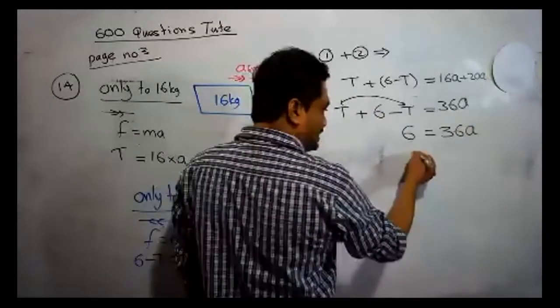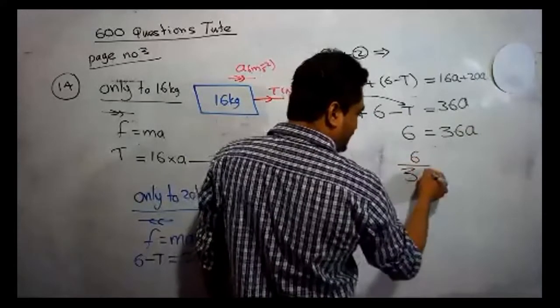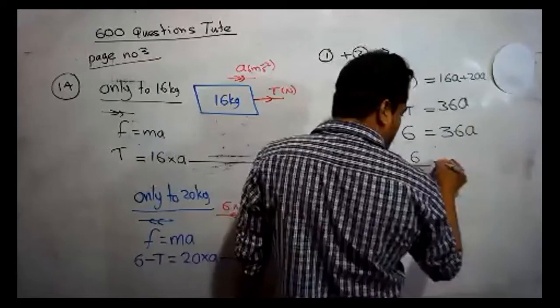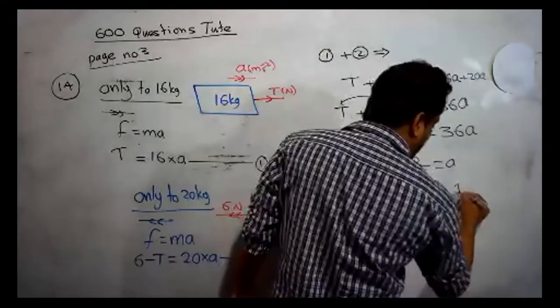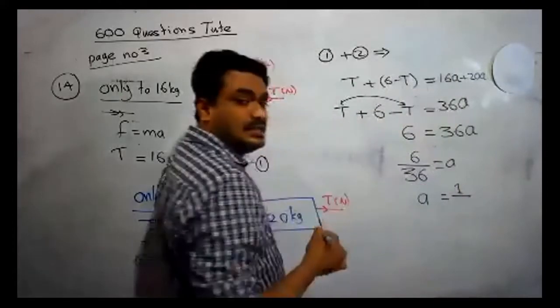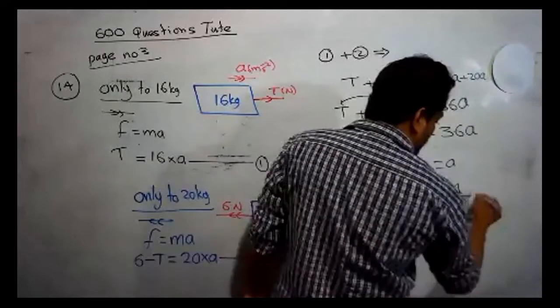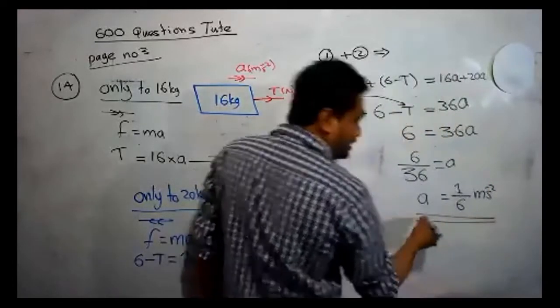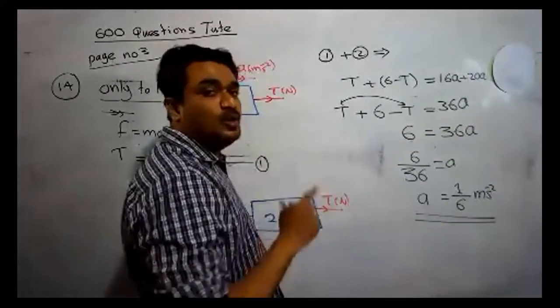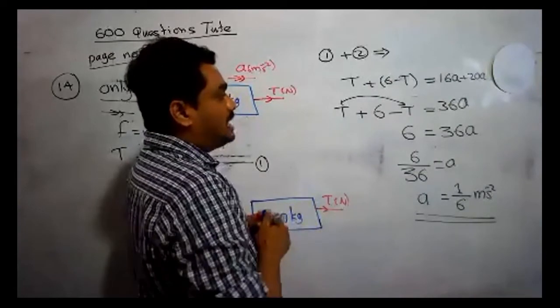Let's take 36 to this side. 6 divided by 36 equals simple A. So simple A equals 6 divided by 6 is 1, 36 divided by 6 is 6, so 1 over 6. The unit is meters per square second. You must write the unit with the answer. Then only you will earn marks.